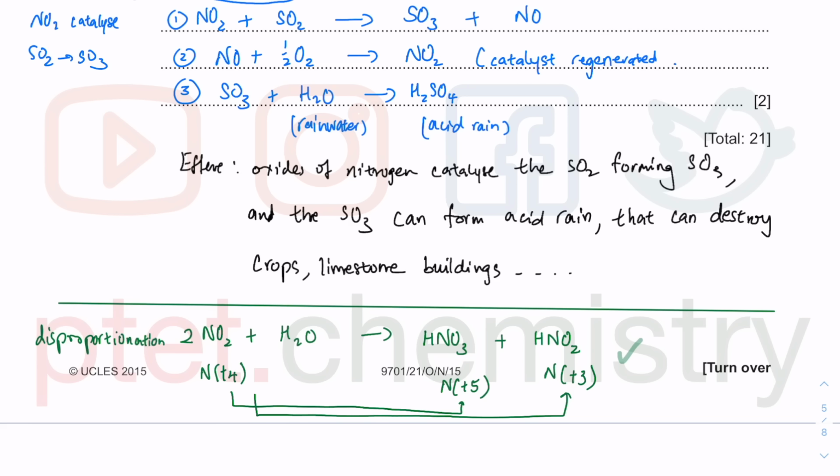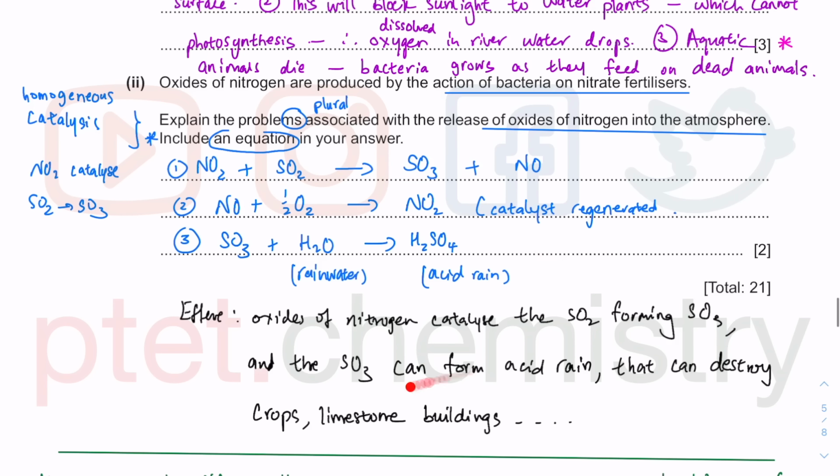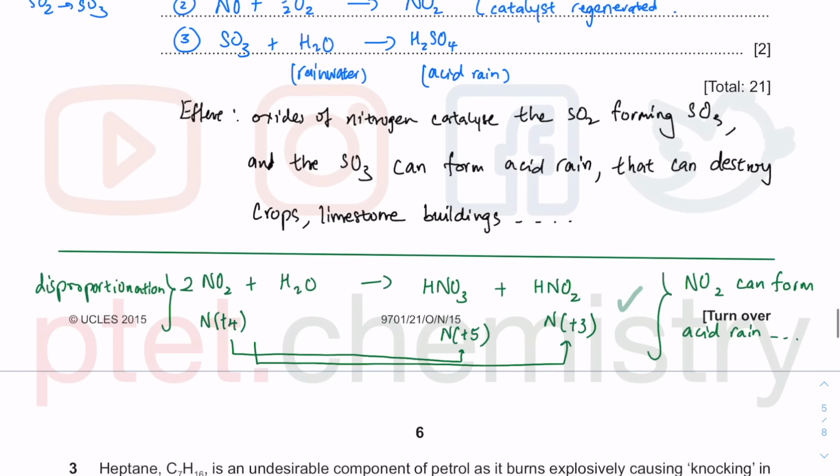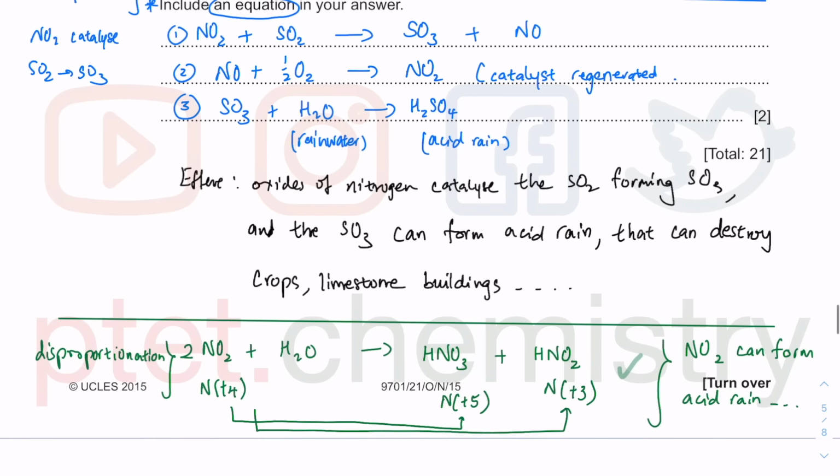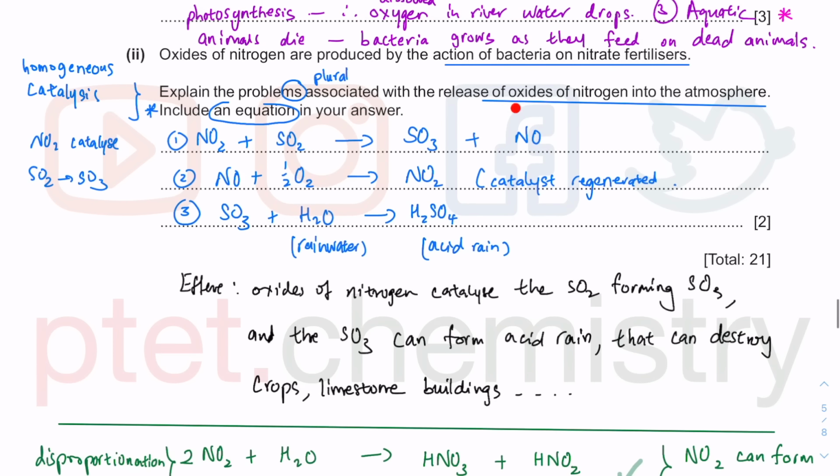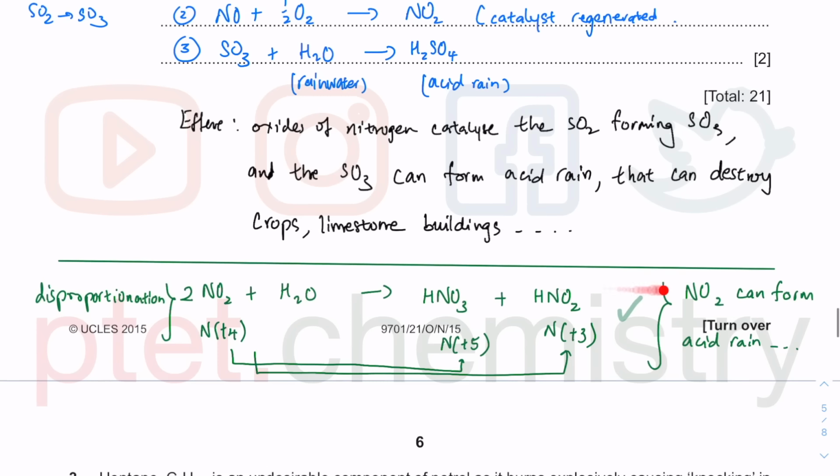disproportionation reaction, and then obviously you can say that the oxide of nitrogen can form acid rain, and this acid rain can destroy crops and limestone buildings and whatnot. So this is NO2 catalyzing the SO2, giving SO3 that can go on to form acid rain. This is NO2 dissolving in the rainwater to give you the acid rain itself. Both of them could be accepted as the problem associated with this oxide of nitrogen in the atmosphere. In hindsight, this is probably more direct. I should probably have written this instead of this.